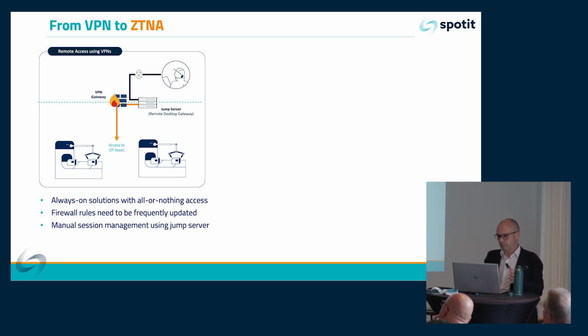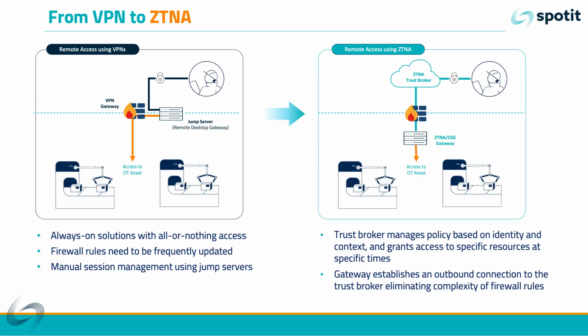So we need to transpose this model to a model which is more ZTNA-based. This ZTNA-based solution is a trust-brokered architecture where you can manage policies and identity based on context, and then grant access to specific resources at specific times. In this kind of architecture, you also have a gateway. Depending on which vendor you talk to, it gets a different name. Sometimes it's called a ZTNA gateway, or a critical service gateway. It's the component in your network that will also do, for example, the recording of sessions, and where you can do session kill. And this gateway then establishes connectivity.